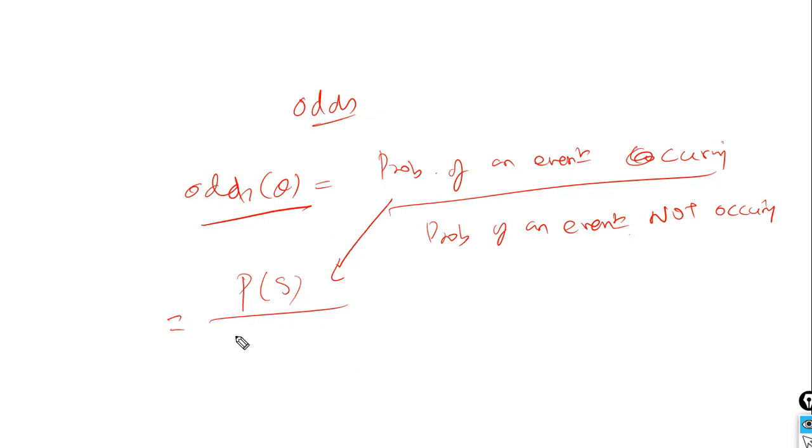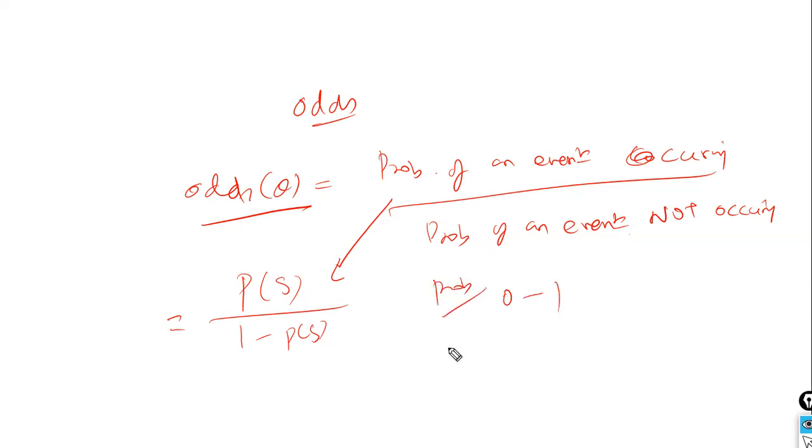Probability of success divided by the denominator, what will happen? If you subtract the probability of success from 1, the rest is your failure, right? The total probability is 1, so if you subtract the probability of success, you will get the probability of the event not occurring.